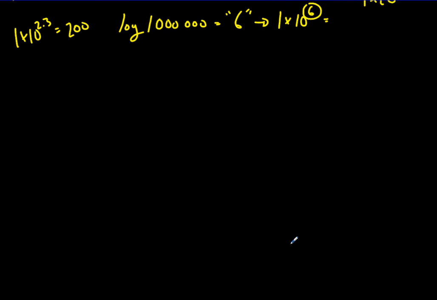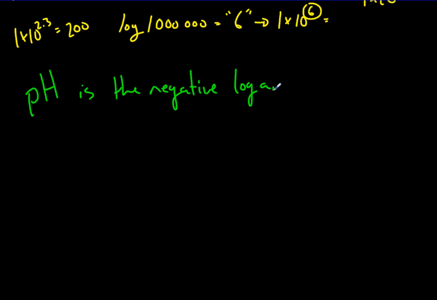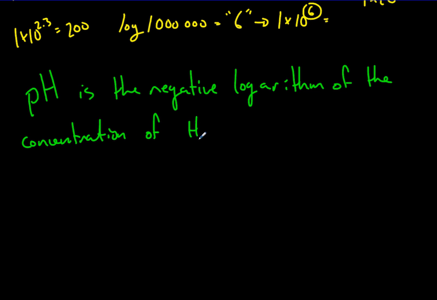pH is a negative logarithm. Okay? So pH is the negative logarithm. Trust me, this will all come together in a minute. Negative logarithm of the concentration of H plus ions in solution.